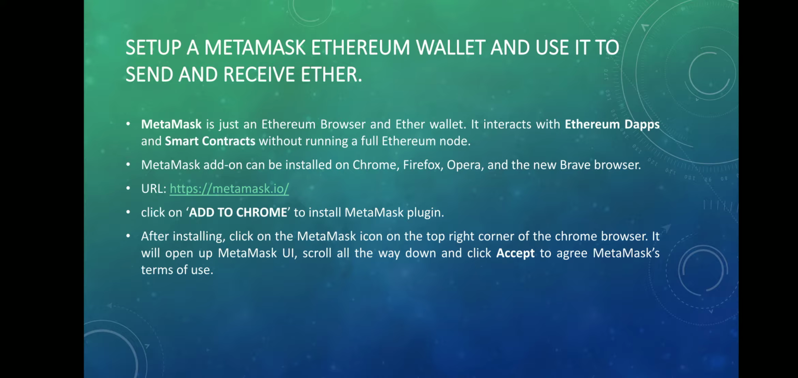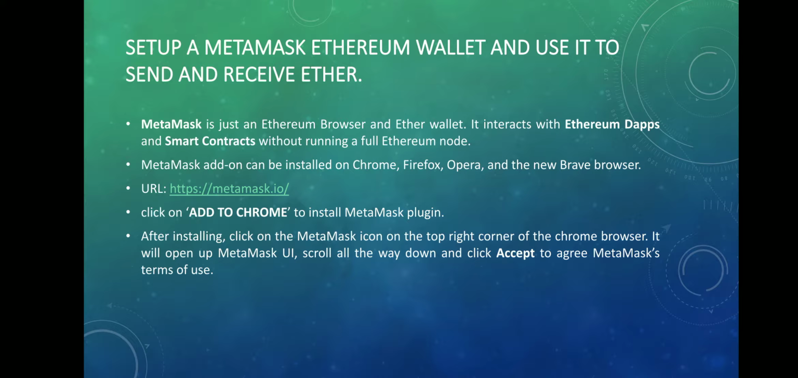Here we have steps to add MetaMask. It's like an add-on to the browser. The MetaMask add-on can be installed on Chrome, Firefox or Opera. If you want to install MetaMask, here we have a URL: https metamask.io. Otherwise, you can go to Google search and just type MetaMask. After that you will get a link. Then you click on the add to Chrome option.